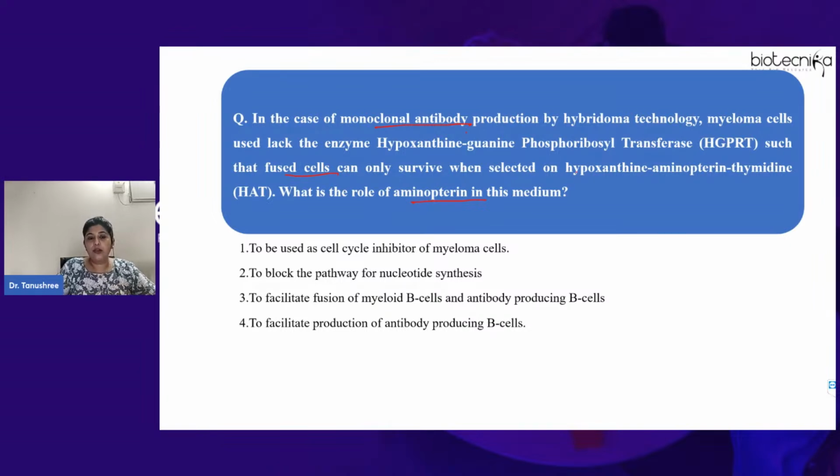Here the question is not about how monoclonal antibodies are formed. That is already given. They have only asked what the role of aminopterin in the medium is. So what is the answer here? Four options are given. Aminopterin can be used as a cell cycle inhibitor of myeloma cells, or to block the pathway for nucleotide synthesis. The third option is to facilitate fusion of myeloma cells and antibody producing B cells. And the fourth is to facilitate production of antibody producing B cells.